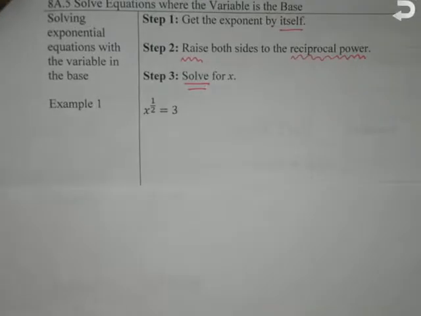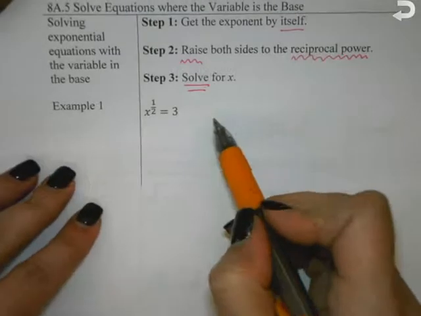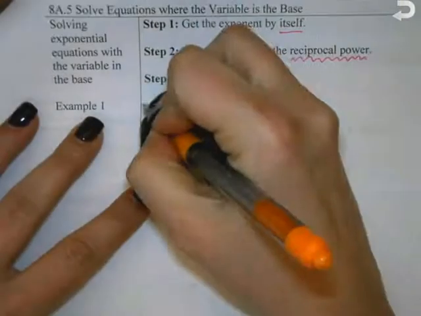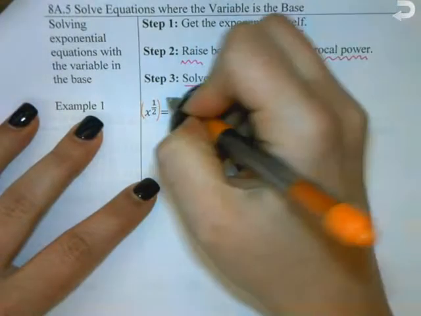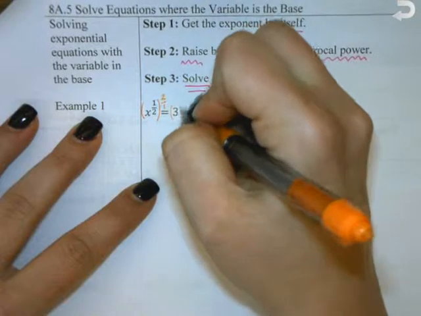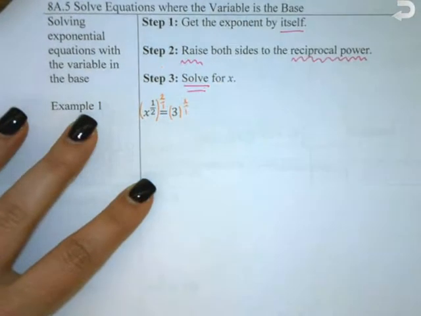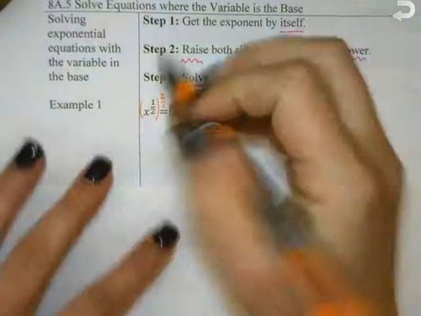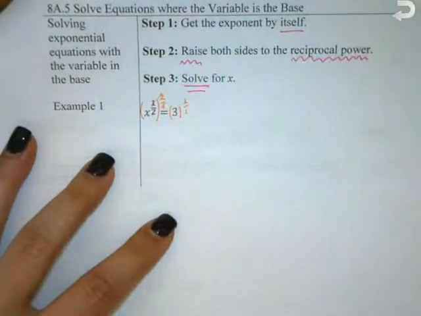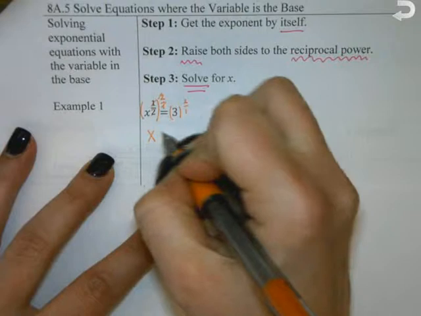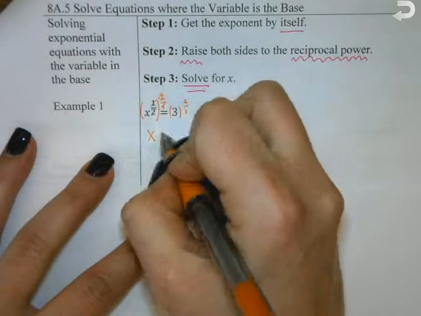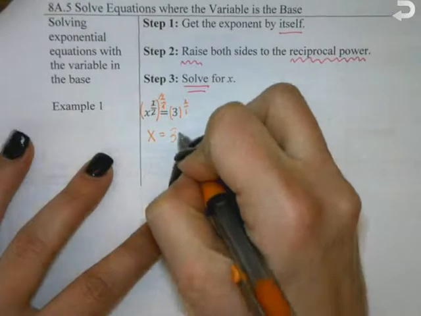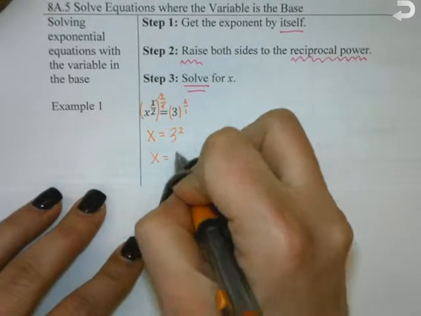Okay, example 1. We have x to the 1/2 equals 3. So we have our exponent term by itself already, so you're going to raise it to the reciprocal power, which is, in this case, 2/1. So when you raise a power to a power, you multiply them. So everything reduces here. The 1/2 is an exponent. So that's x equals 3 squared, which means x equals 9.